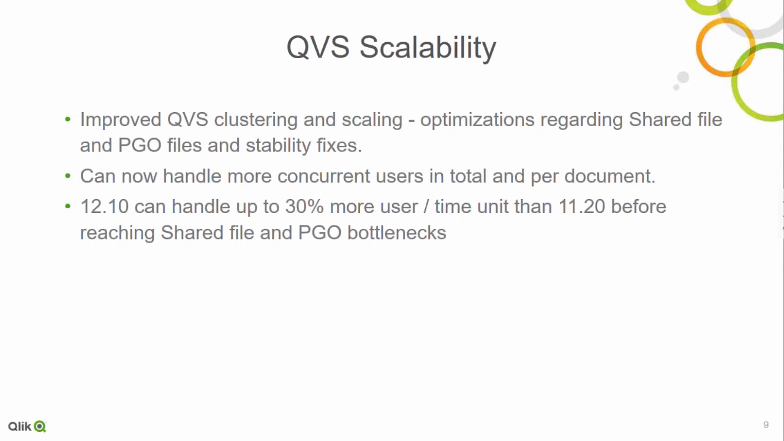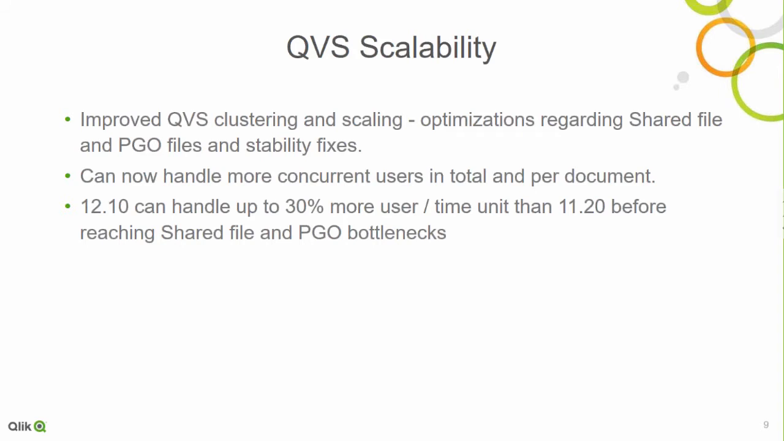So the first one is QVS Scalability. So what does that mean? There's been improvements made to the QVS clustering and scaling, mainly optimizations regarding the persistent files. So we're talking about things like shared files, PGO files, general stability fixes. If you're managing a cluster QVS environment right now, chances are you've run into issues with shared files and PGO files already. So this should be very good news. I'm pretty excited about this to finally get rid of those types of issues.